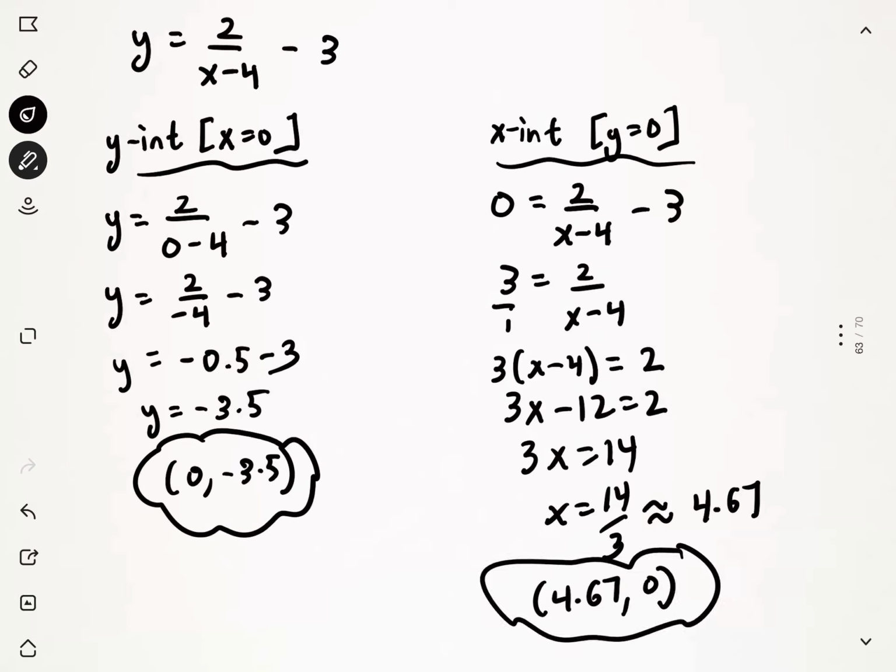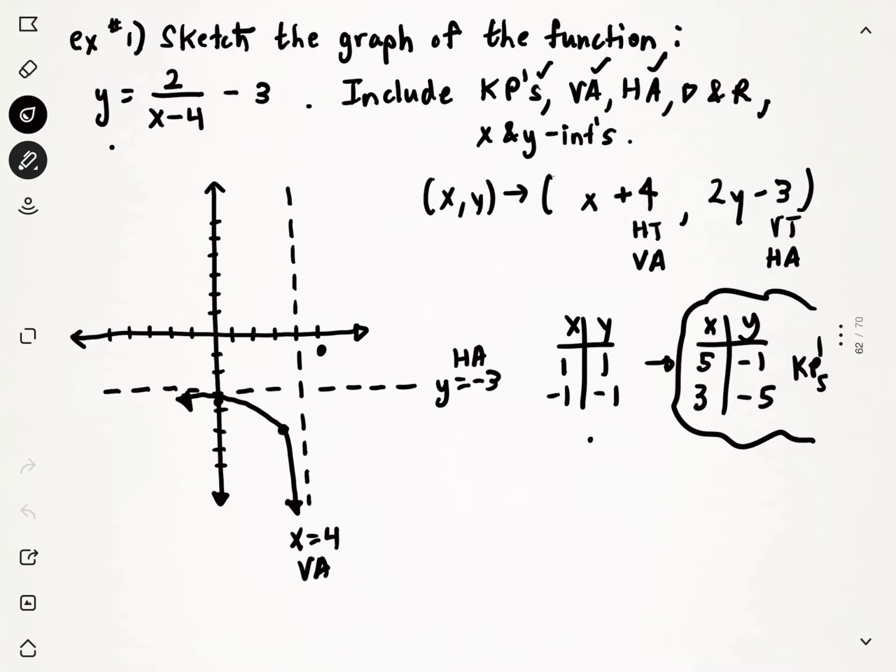2 decimal places is fine for these. I didn't really specify how many decimals, so if you use more or less, I would go with at least 2 decimals. All right, so we have our x-intercept of 4.67, and you can put that on the graph, estimate it, and then that allows us to sketch our graph a little bit better. The curves always have to approach the asymptotes, so we get something like that. We have our intercepts completed.